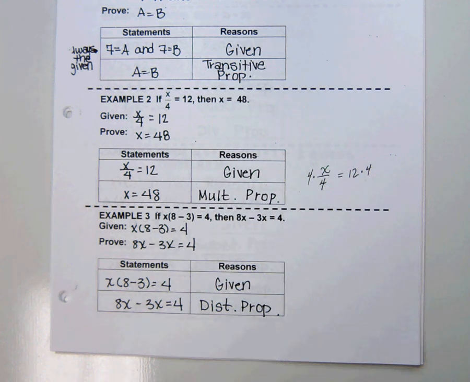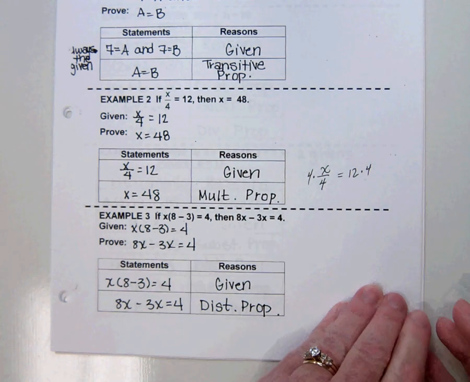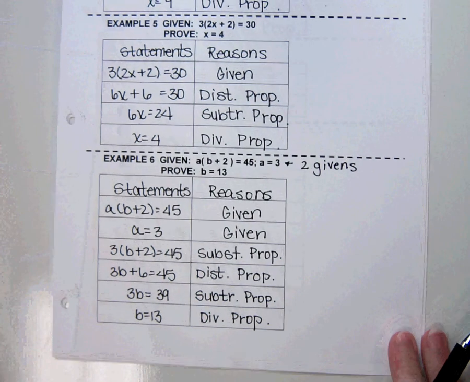So these first 3, they're just going through some of the properties to help you kind of get used to using a 2-column proof where you're writing your reasons on the right side and your statements on the left. Let's try examples on this next page. They're a little bit longer.